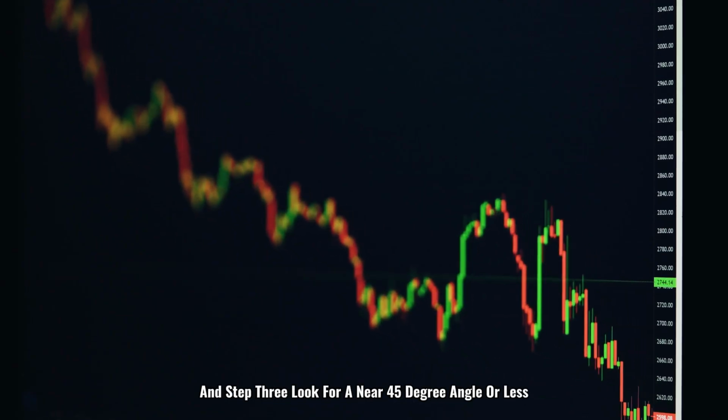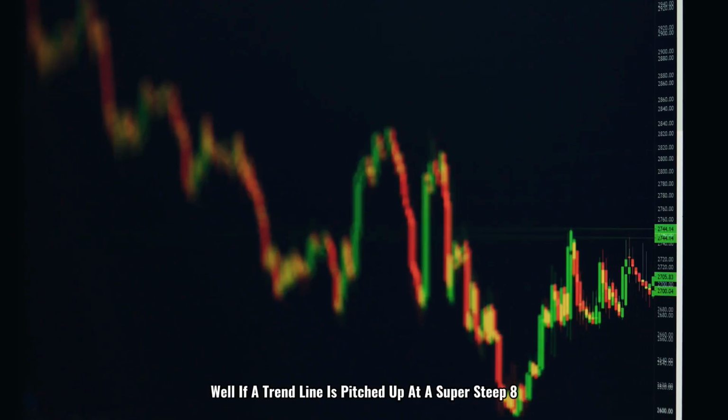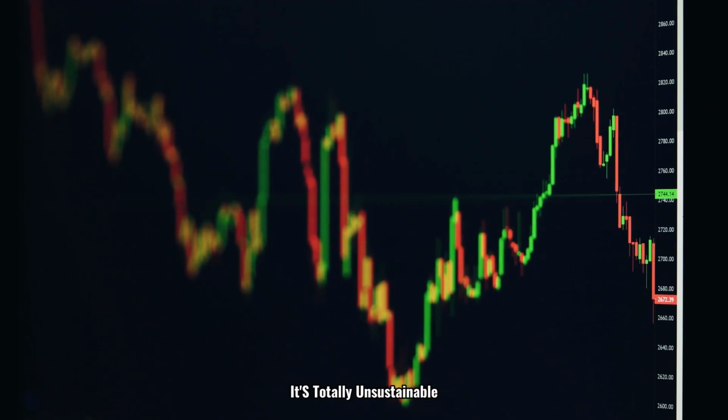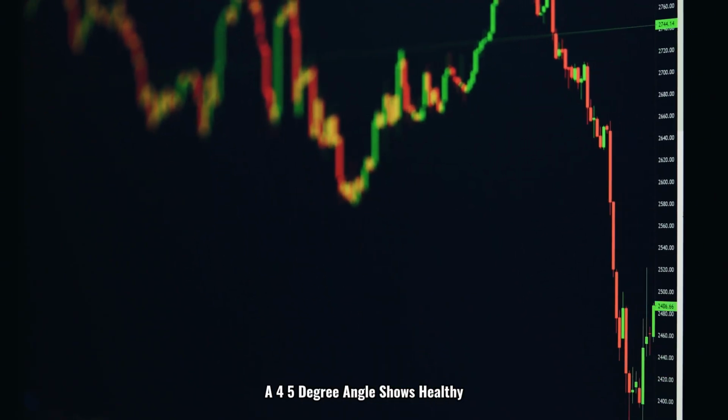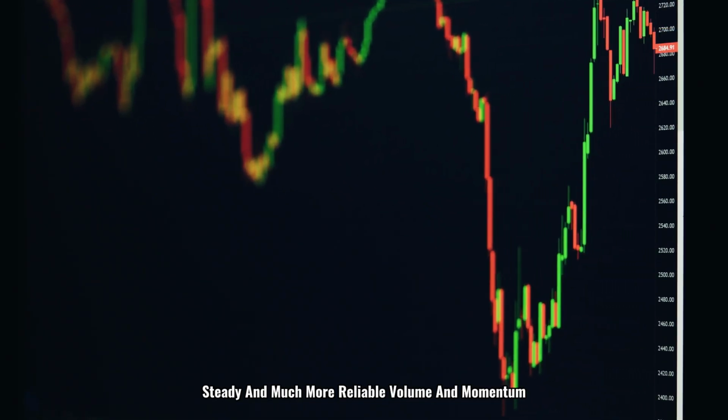And step 3. Look for a near 45-degree angle or less. Why? Well, if a trend line is pitched up at a super steep 80-degree angle, it's parabolic. It's totally unsustainable. A 45-degree angle shows healthy, steady, and much more reliable volume and momentum.